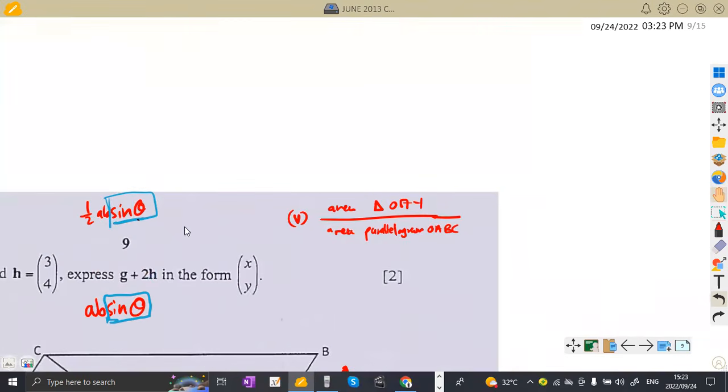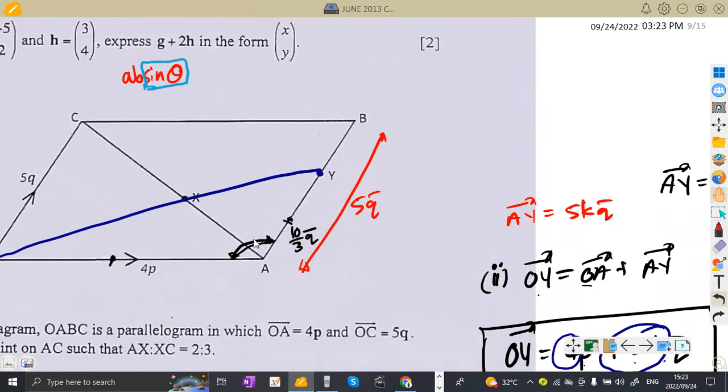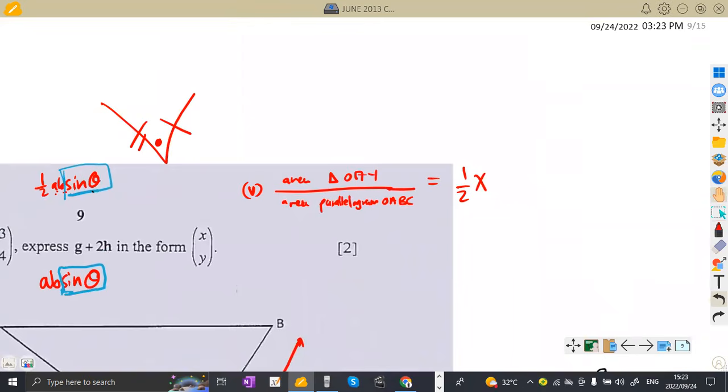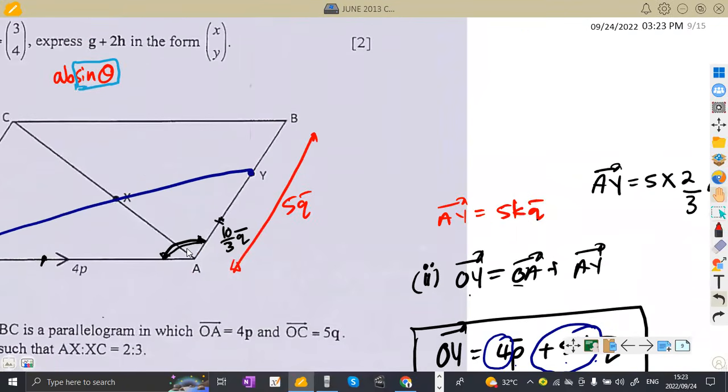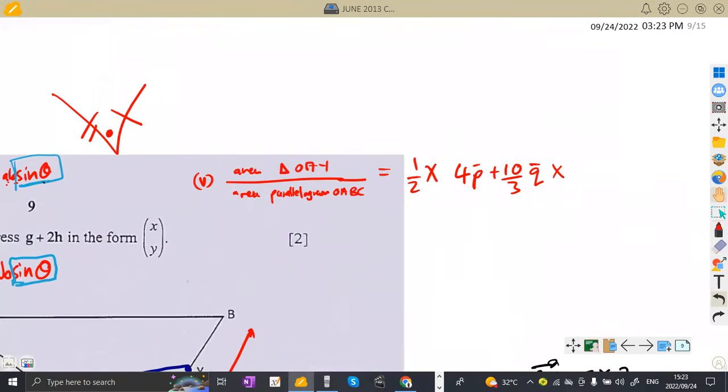So the area we said is half AB sine theta. So our area is going to be half times A and B. These are the sides which are creating the angle theta, the angle that is in between. So this is your A and B, these sides. We're talking about vector 4P and vector 10 over 3Q. So we multiply 4P times 10 over 3 vector Q times sine theta, where theta is the angle these two are sharing, which is angle A. So it's going to be times sine A. I want you to see what is going to happen later on.